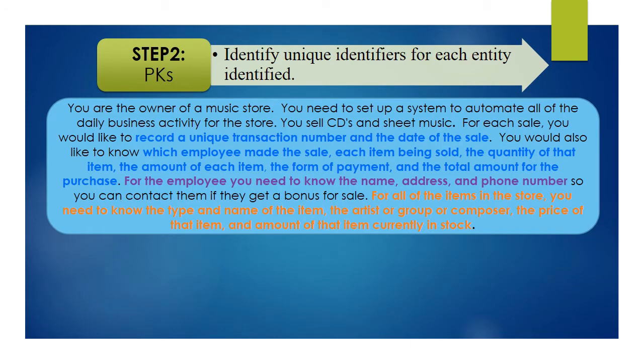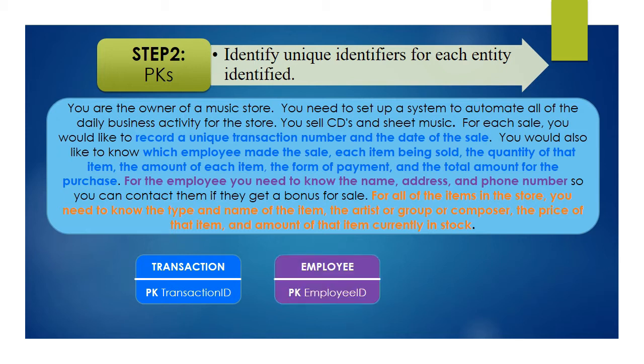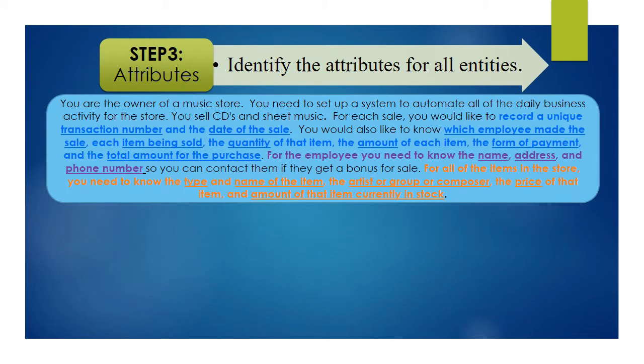Step 2 is called PKs, or primary keys. In this step, I need to identify a unique primary key for each entity. For our transaction entity, I have chosen transaction ID. For the employee entity, I have chosen employee ID. And for the item entity, I've chosen item ID. That's it for step 2. Let's move on to step 3.